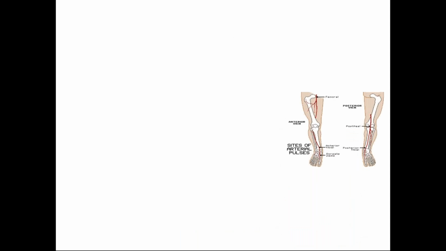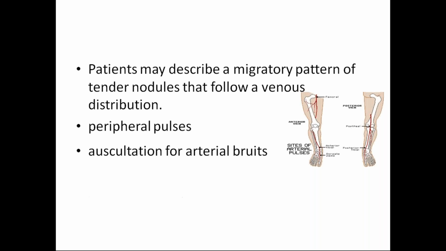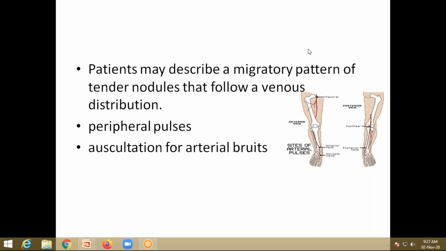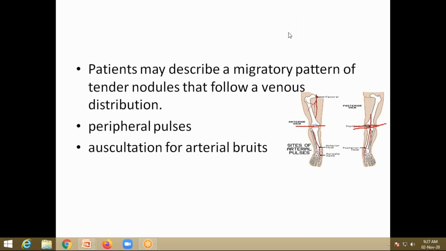Patients have, as I told, migratory superficial thrombophlebitis, a migratory pattern of tender nodules along the venous distribution. This is a clinical finding you will find. Then peripheral pulses are diminished, especially below the popliteal region. Below this region, peripheral pulses are diminished. Femoral and above, usually they are not diminished because they are major vessels.